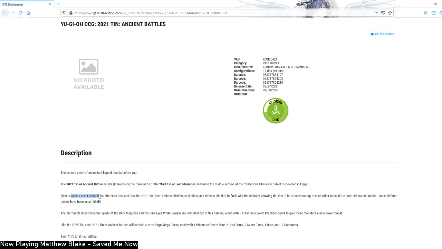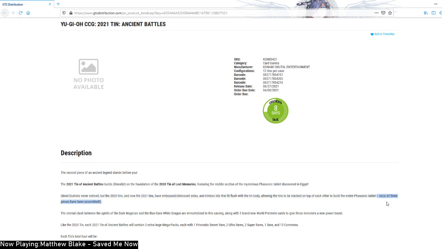Duelists never noticed is indeed correct, because a lot of people don't care about Duel Monsters. They've seen about 20 tins already from Duel Monsters at this point, so yeah, a lot of people haven't noticed indeed. 20 tins, another 21 tins of size, like this technology is cool, don't care.